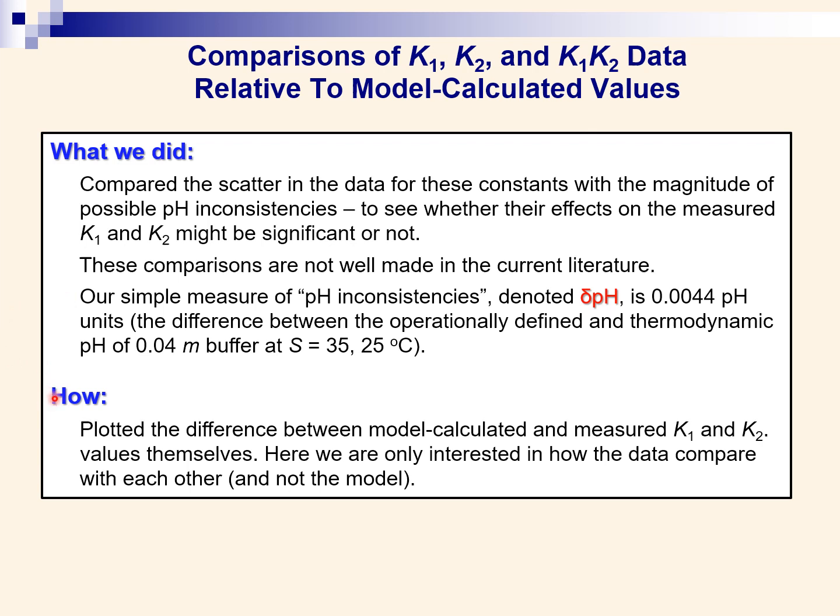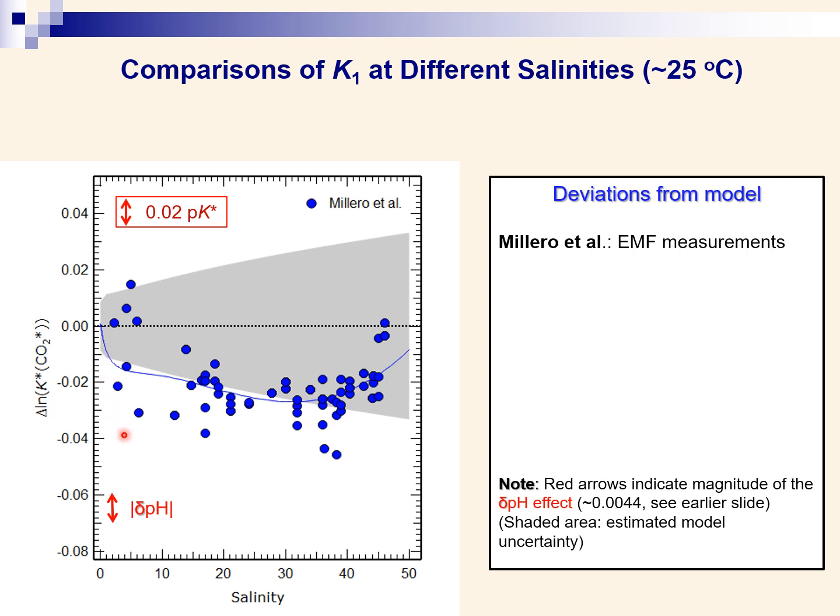Now, how do we make these comparisons? We plot the difference between model calculated and measured K1 and K2 as a function of salinity just at 25 degrees for the purpose of these comparisons. And here we're chiefly interested in how the data compare with each other and not with the model, although the comparisons with the model do show up some interesting things. And you can see that delta pH here is rather small compared to the scatter in this particular data set.